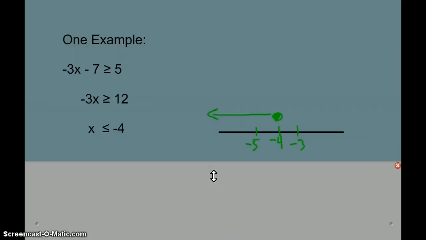We're including the point negative 4. So we color in our circle, make it a closed circle. And we're graphing the solutions for x is less than or equal to negative 4. So therefore x could be any number negative 4 or smaller. So our arrow goes to the left.